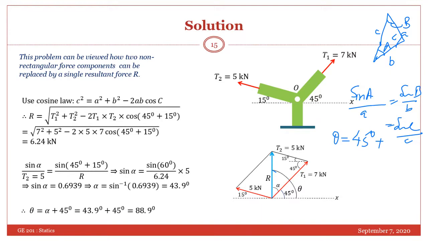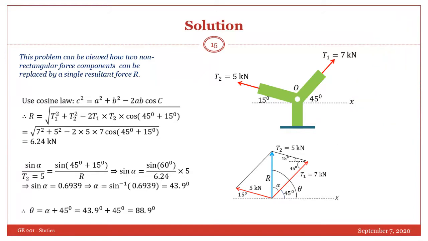Is it okay now? You see, in lecture number 1, I think this was the last slide, I have given the cosine law and sine law. So we know the R. You have calculated R. So you will get the sine alpha, then you will get the alpha. Once you get alpha, then alpha plus 45 will be equal to theta. So it is 88.9 degrees.